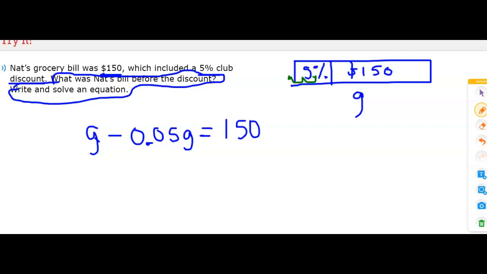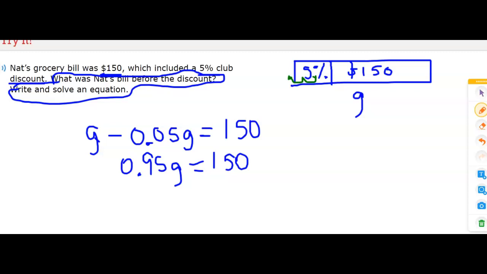So again, from the example, the 5% is what is taken off of the total bill. But if you take 5% and subtract it from 100%, you get 95%. So 95% of the bill is what Nat did pay. So I'm going to change my equation up a little bit and show 95% times G, which is the total grocery bill, is equal to $150. So now when I multiply 95% times that total grocery bill, that will equal $150.